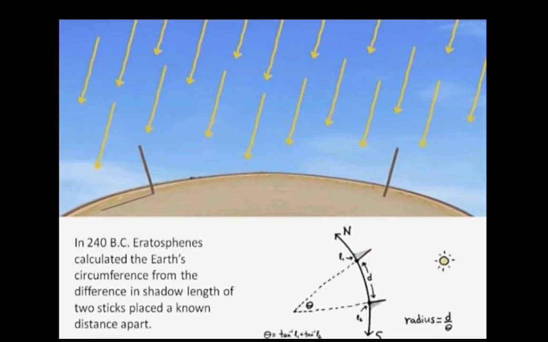So by taking a shadow length and knowing the distance between the sticks, you could theoretically work out the circumference of the Earth. Take note that this method requires that the sun be a long, long way away so that the light coming from the sun is all parallel. Just keep that in the back of your mind because we'll come back to this later.